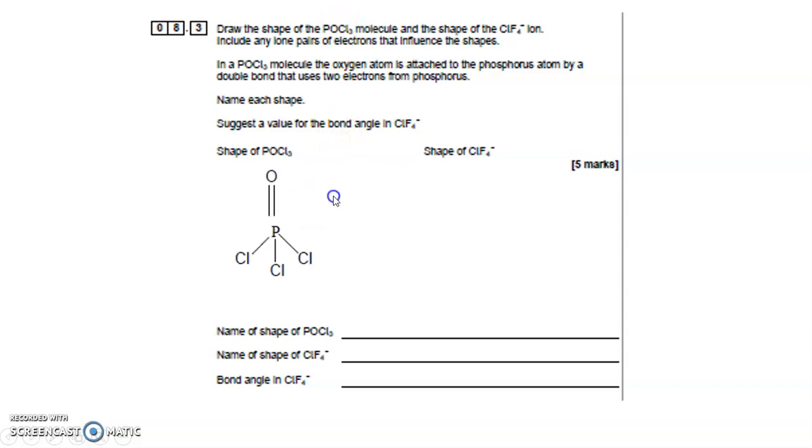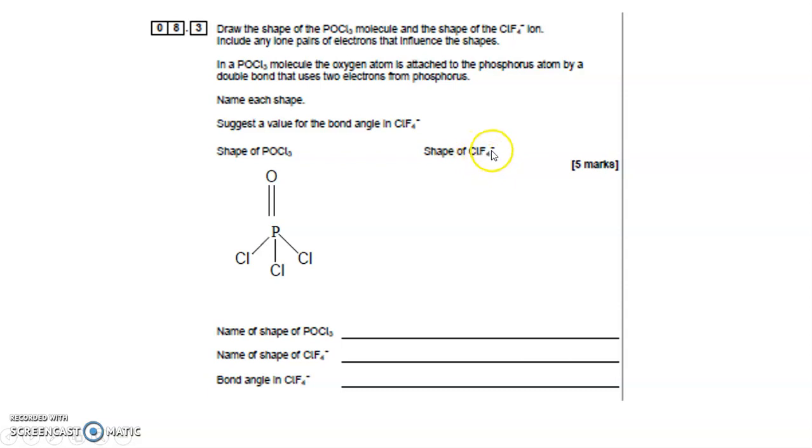So it's got 4 bonds and no lone pairs. 4 bonds and no lone pairs is going to be a tetrahedral shape. It will be slightly distorted. It won't be 109.5. These three will be pushed slightly closer together because you've got more electrons here. You've got 4 electrons in this double bond, which will create an extra repulsion. But you get the marks for saying that it's a tetrahedral shape. That's fine. ClF4 minus.